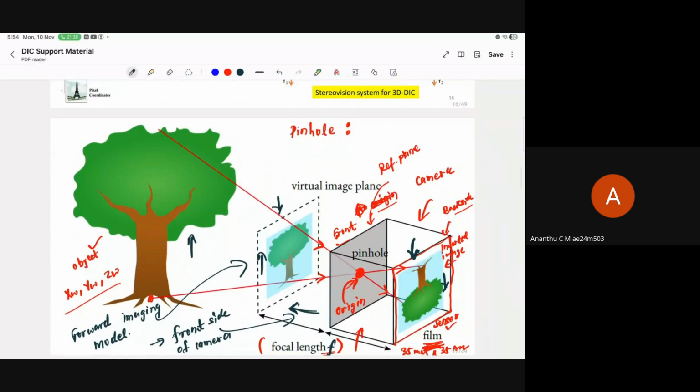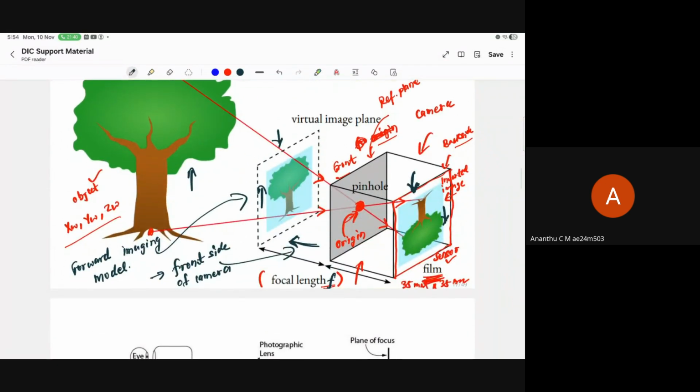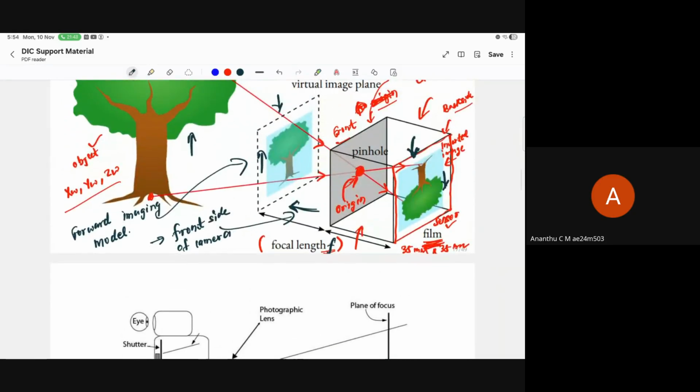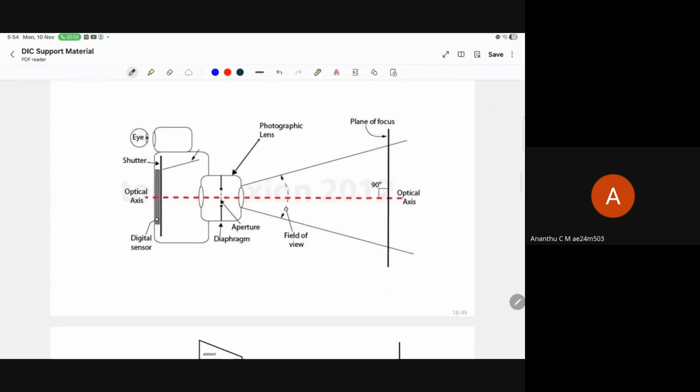So this was about the pinhole, and how you define the forward imaging model. You are placing your film in front of the pinhole of the camera, and the distance is going to be the same, whatever focal length, whatever distance is there between the pinhole and the film. At the same distance, you will move it to the front side. This is also the focal length, the same focal length.